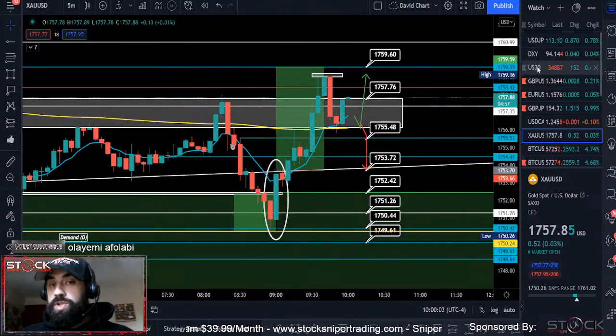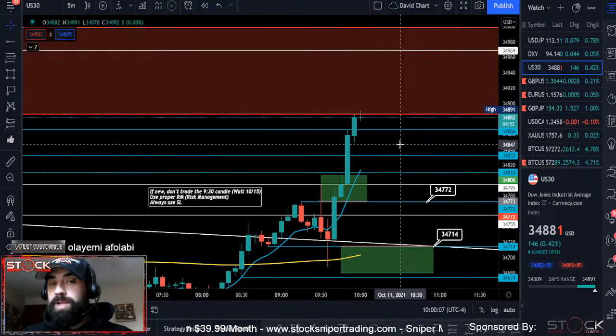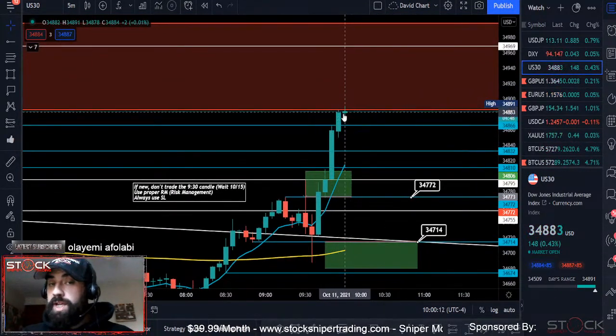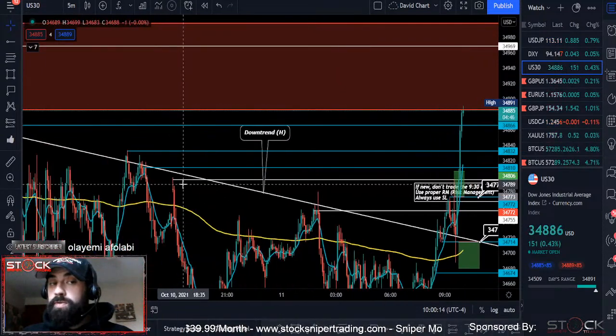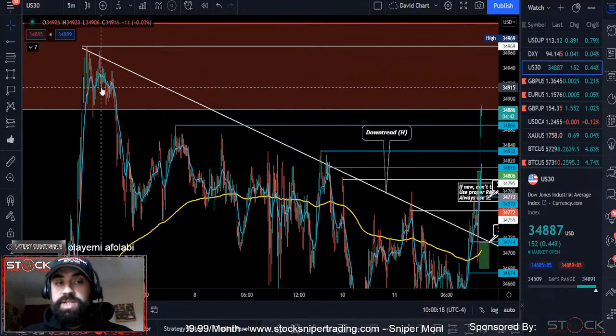Okay, so just like US 30, look at where it's approaching. It's now approaching a daily supply zone. If this thing really goes bullish, like I said, I don't know how long it's going to go in here for, or how long it might even have a continuation. It's been up here, the last time was October 7th.